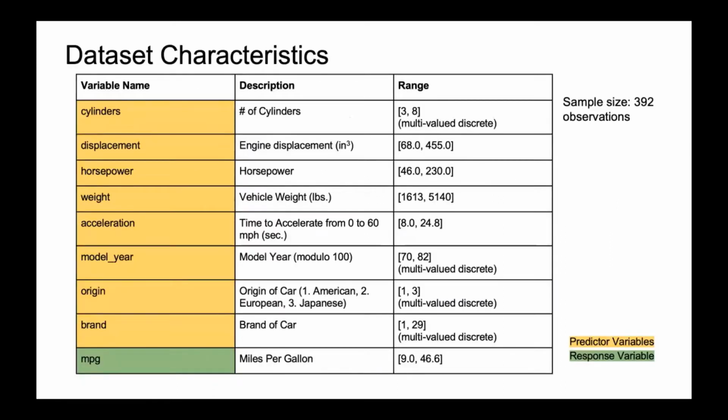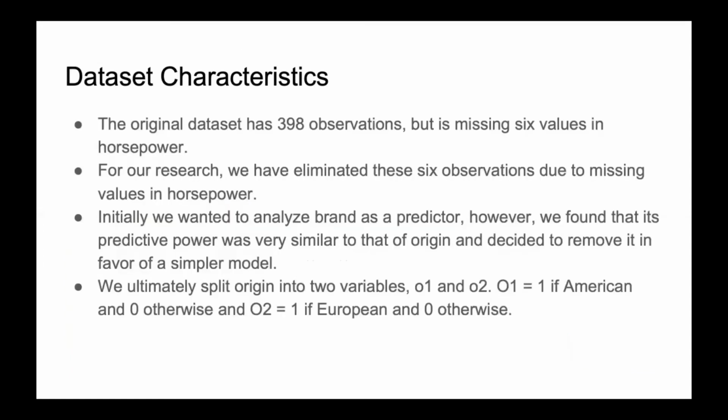So a more in-depth look at our dataset characteristics. The 8 predictor variables are cylinders, displacement, horsepower, weight, acceleration, model year, origin, and brand. And our one single response variable is miles per gallon. So there you can see how each data point is measured. Our data originally had 398 observations, but 6 of them were removed for missing values in horsepower. So we had 392 observations total.